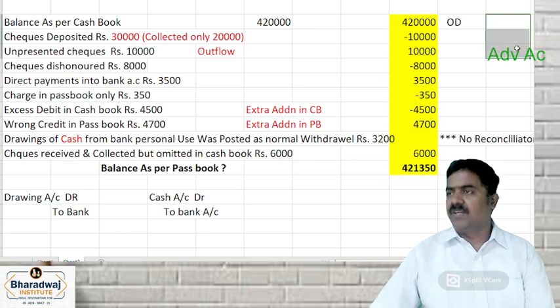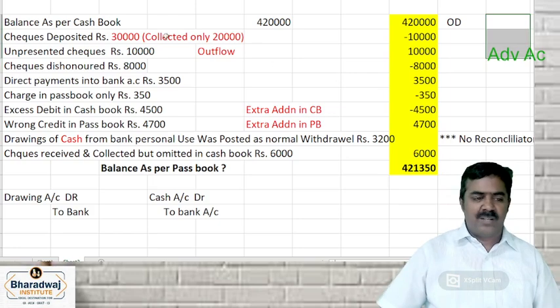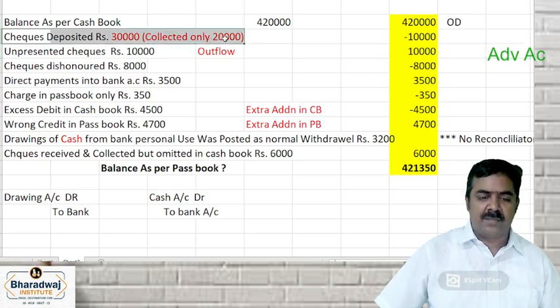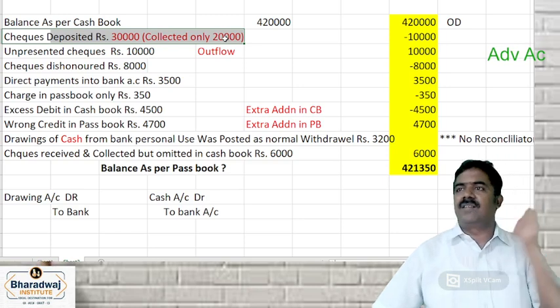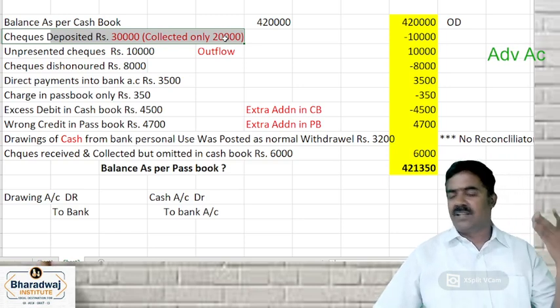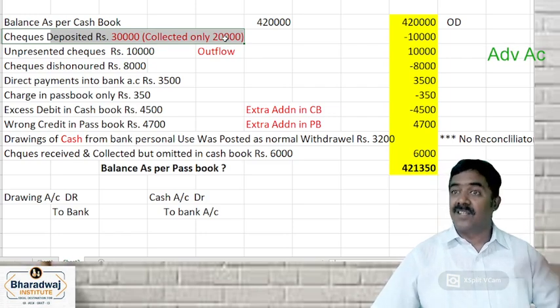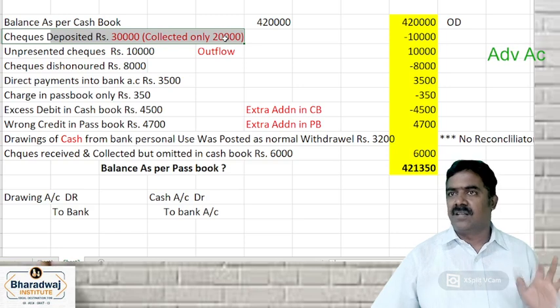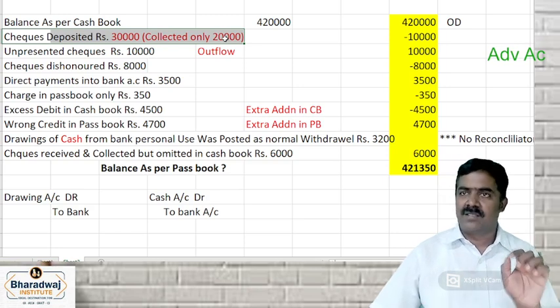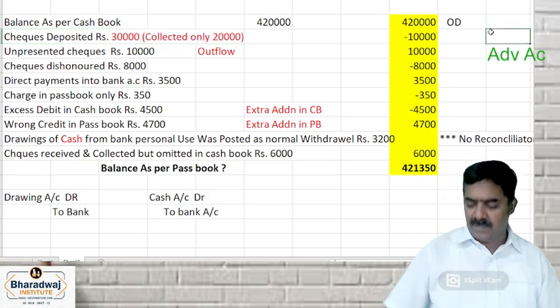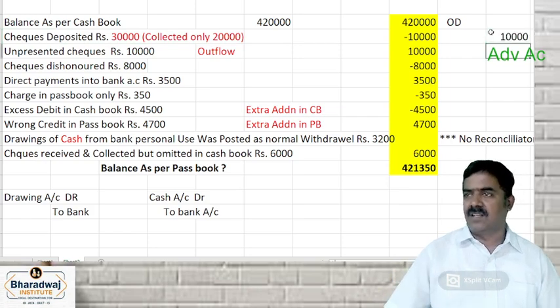So if they give you OD balance, what to do? Think normally. For example, checks deposited 30,000 but collected only 20,000. In a normal balance, what would we do? We have added 30, banker has added only 20. Extra we have added in the cash book, how much? 10,000. What to do? Minus. If it is an OD balance, just change the sign: plus 10,000.